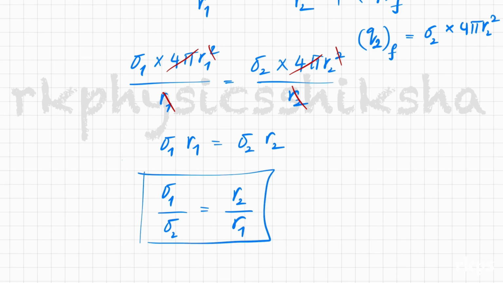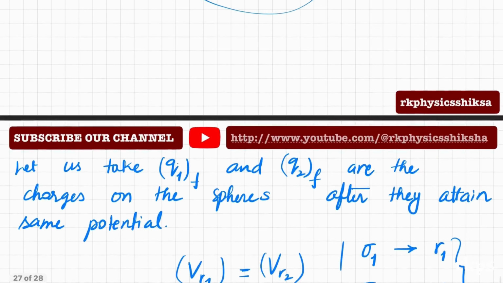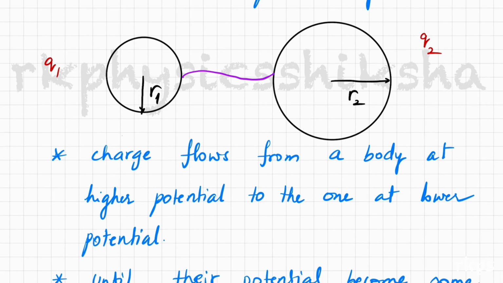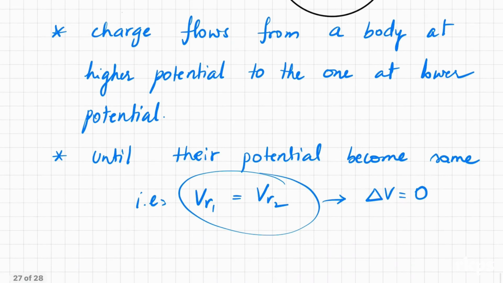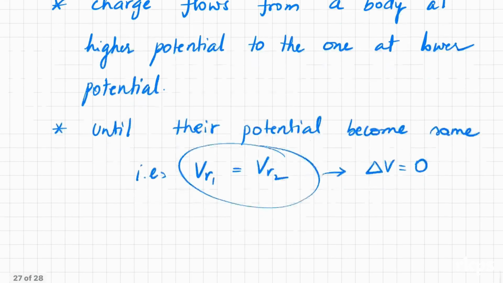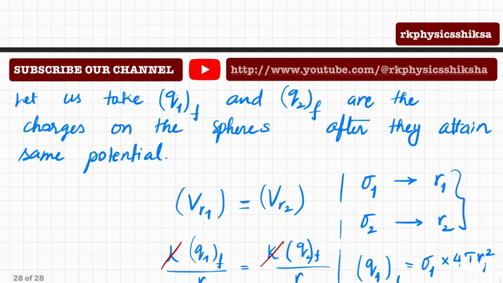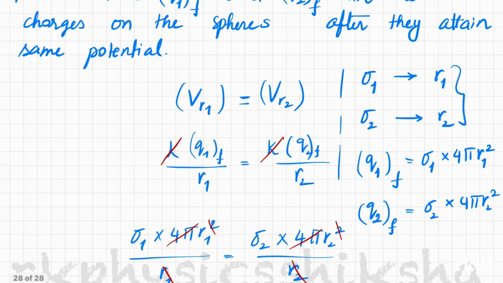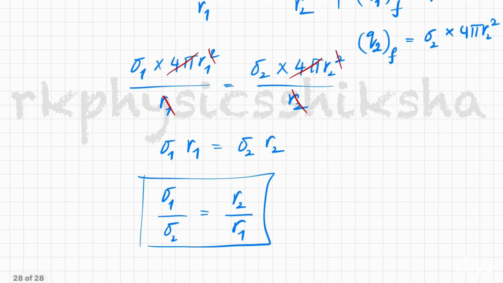This is the relation in terms of surface charge density for two metallic spheres initially separated by a large distance, with initial charges q1 and q2. Once they are connected by a conducting wire, their charges become q1f and q2f, and charge transfer takes place until their potential difference becomes 0, or they attain the same potential. Using that condition, equating the potentials of the two surfaces, we have arrived at a relation for the charge densities on these two surfaces. Thank you.